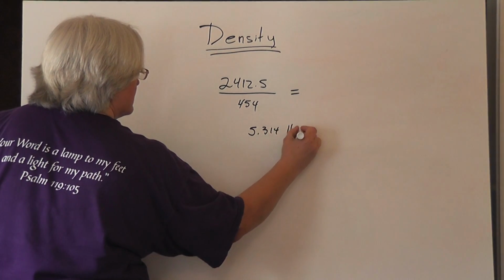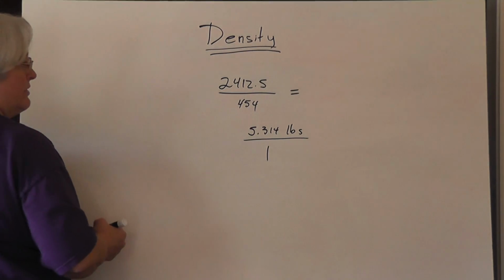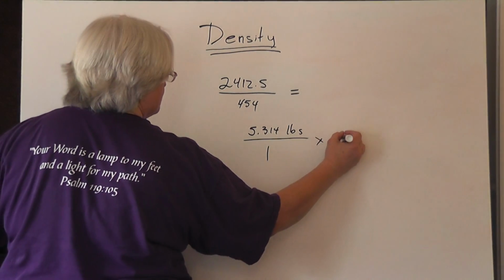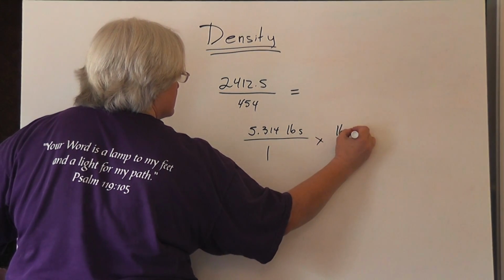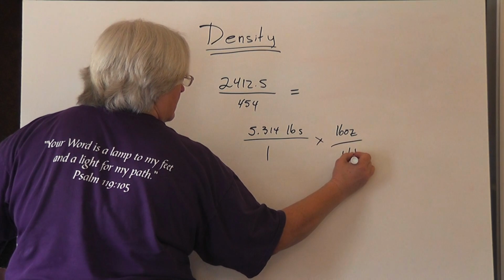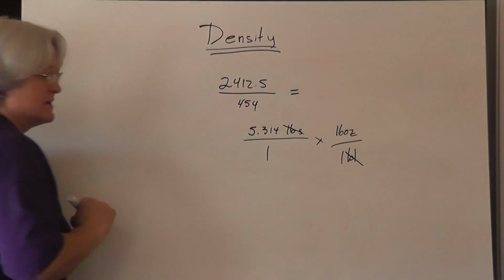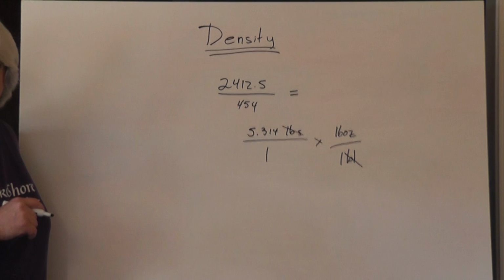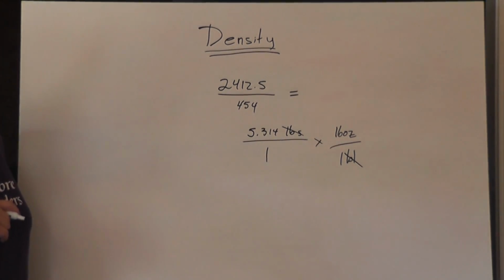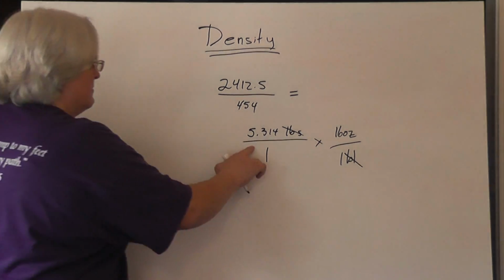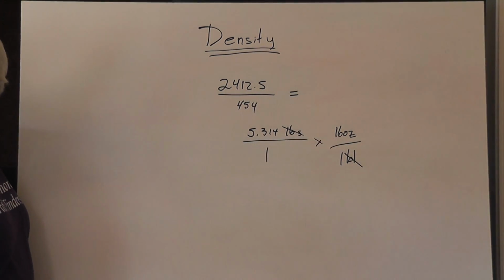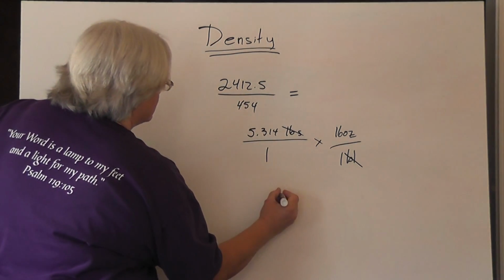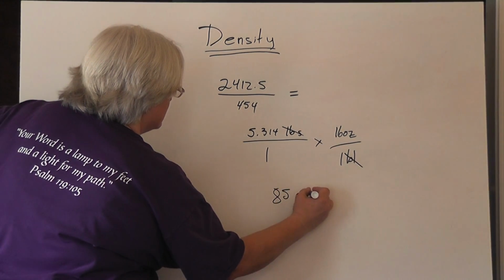5.314 pounds. Now, how many ounces are there in a pound? 16. So there are 16 ounces in 1 pound. What is 16 times 5.314? 5.314 times 16. 85.024. Okay, so I'm going to round that to 85 ounces.